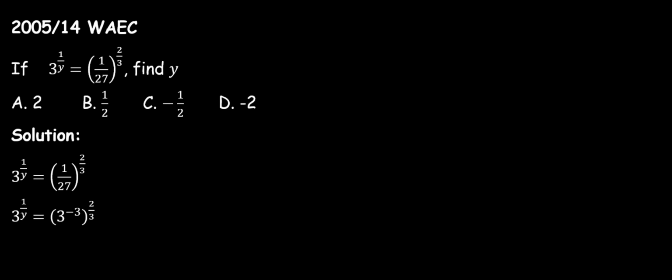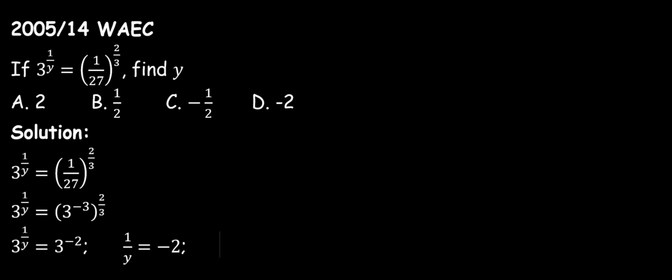We still write 3 raised to the power 1 over y is equal to 3 raised to the power minus 2. What happened there was that the minus 3 in the power, when it goes outside to multiply the 2 over 3 in powers, the 3 will cancel out and the minus will affect the power of 2. Since they are in the same base now, we can equate their powers. So 1 over y will be equal to minus 2. And that simply means that we cross multiply, 1 will be equal to minus 2y. And making y the subject of the formula, y will be equal to minus 1 over 2.